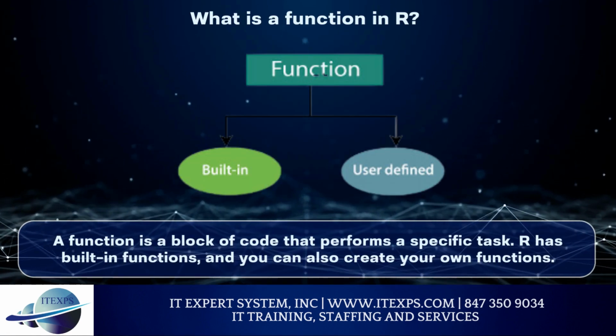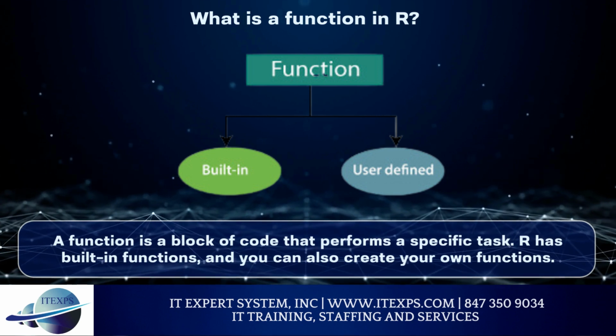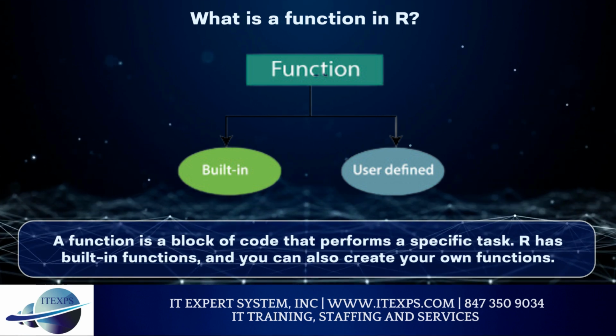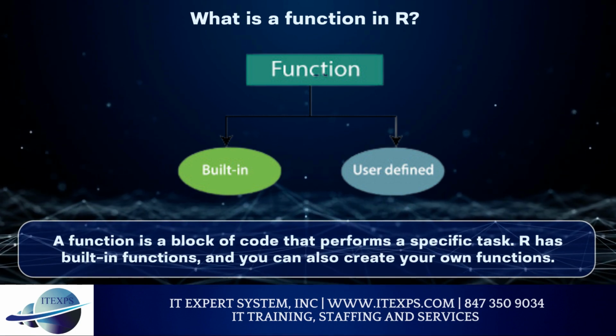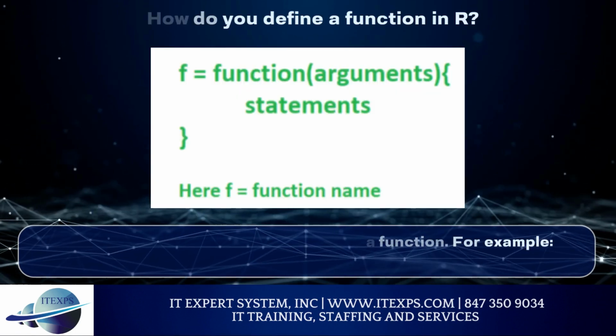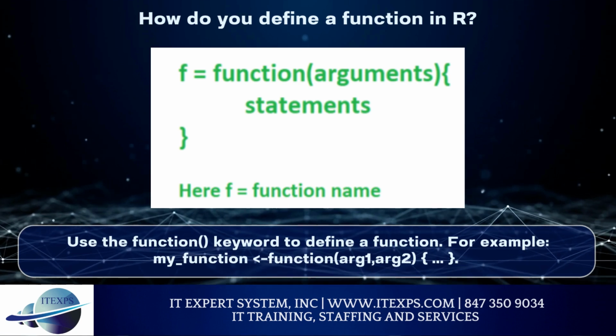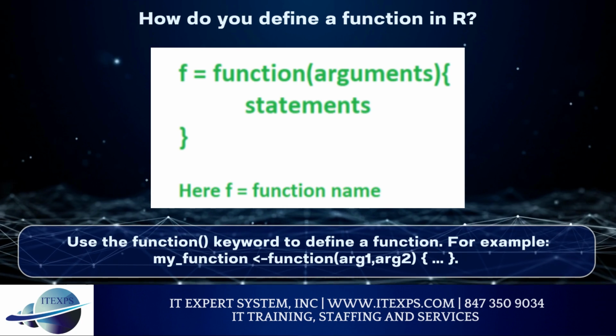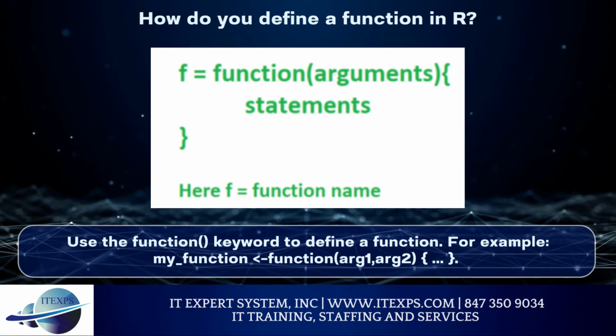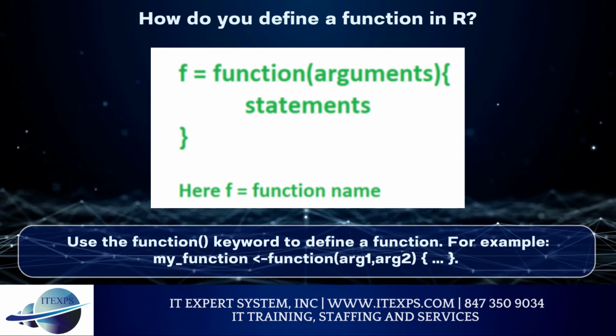What is a function in R? A function is a block of code that performs a specific task. R has built-in functions, and you can also create your own functions. How do you define a function in R? Use the function keyword to define a function. For example, my_function <- function(arg1, arg2).